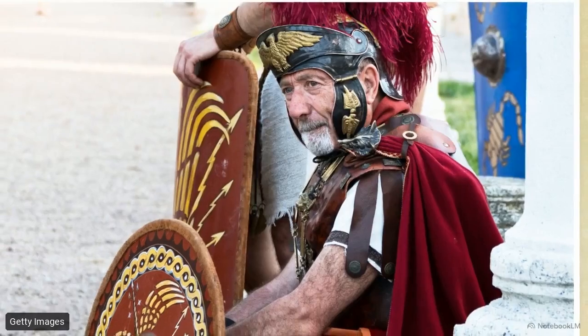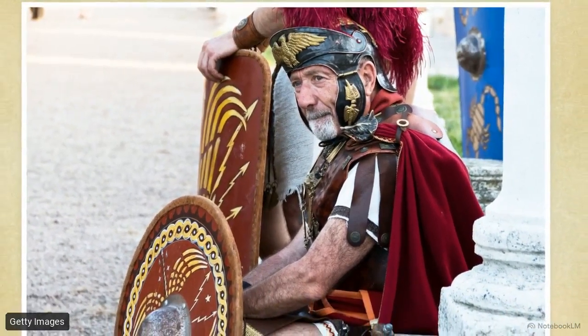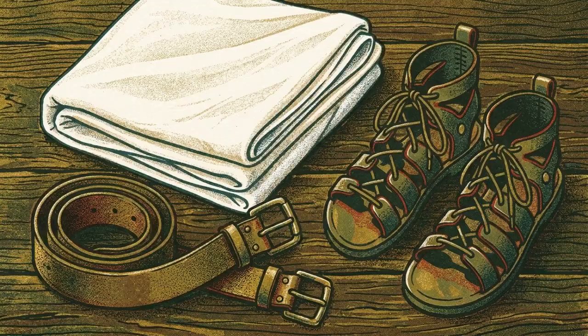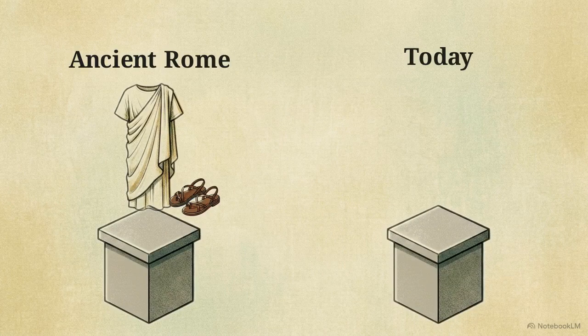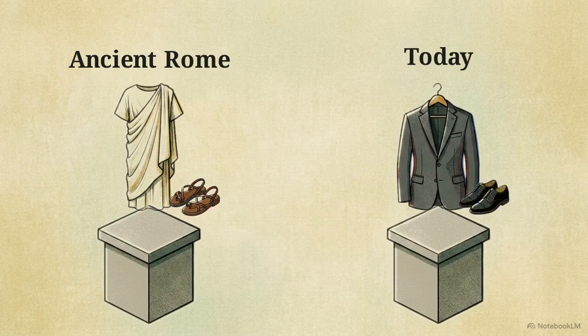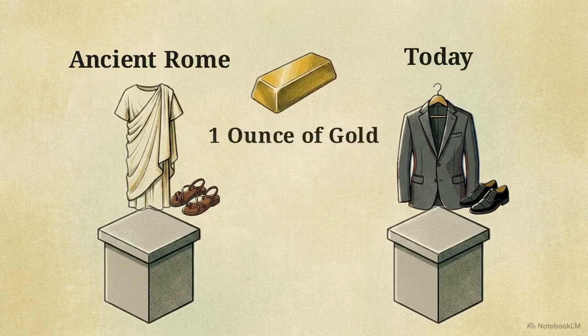Two millennia ago, a Roman centurion earned a monthly wage of about 1 ounce of gold. That single coin bought a high-quality toga, a leather belt, and professional sandals, top-tier gear for a middle-class professional soldier. Fast forward to today. That same single ounce of gold is worth over $4,000. That exact amount covers the cost of a high-quality modern tailored suit, matching belt, and shoes.